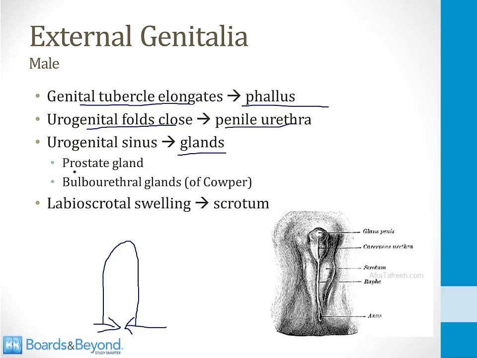And in the male, this includes the prostate and also the bulbourethral glands of Cowper, which both contribute some of the fluid to ejaculate. And then finally, those labiosacral swellings, which are those swellings of tissue on the outside of the indifferent gonad, will ultimately go on to form the scrotum.